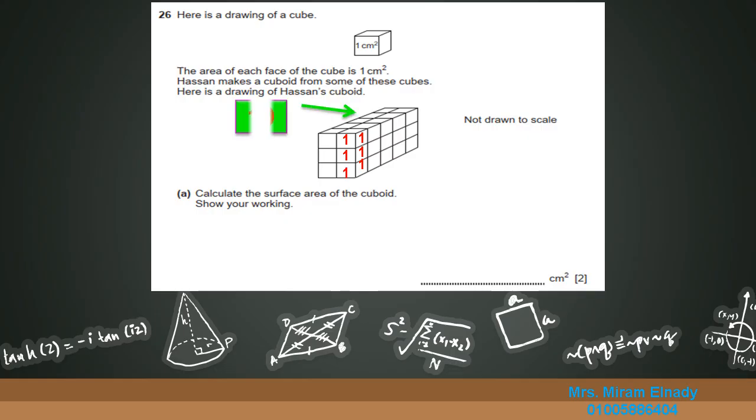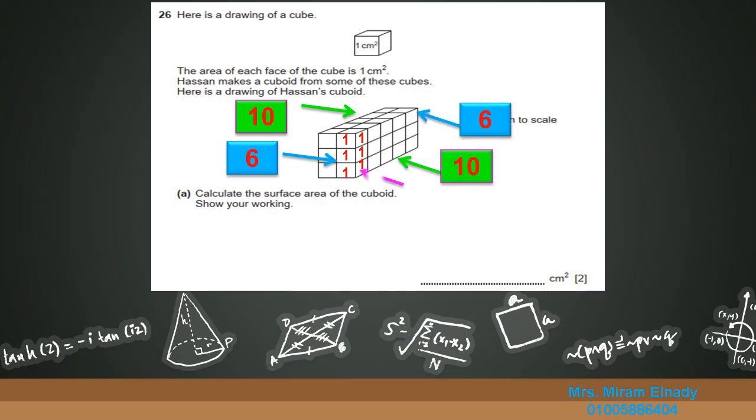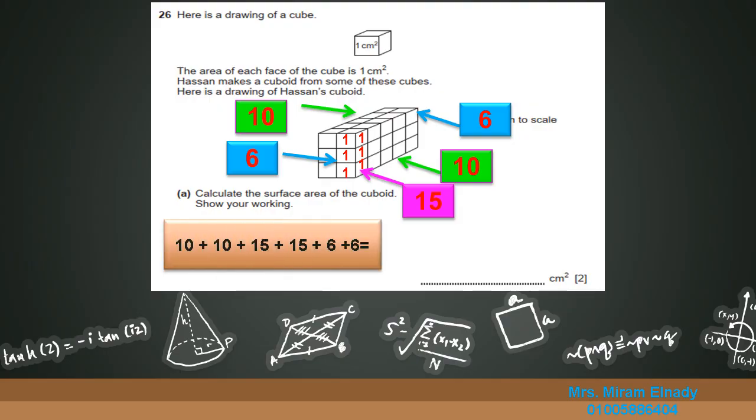Upper face is 10. Down also 10. In front it's 6, and in the back also it's 6. The side will be 15. Each side is 15. So let's add them all. This side is 15, the right side, and the left side is 15. Let's add all these numbers we have. We have 10 plus 10, 15 plus 15, 6 plus 6. When we add all these numbers, we'll find the surface area equal to 62.